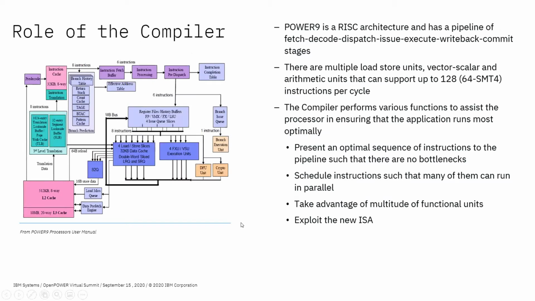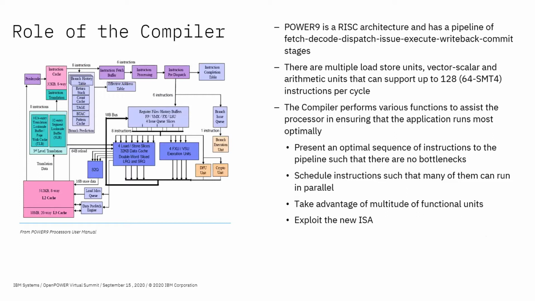So first, we need to understand why the compiler is important and why we should know how to best use the compiler, because it's one of the most important tools in your toolbox. Power has traditionally been a RISC architecture, and so is Power 9. It has a detailed pipeline of various stages: fetch, decode, dispatch, issue, execute, and write back and commit stages. As you can see, there are multiple load store units, vector scalar and arithmetic units that can support up to 128 instructions per cycle in flight.